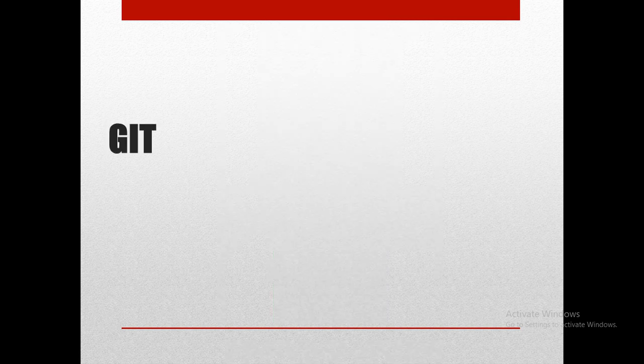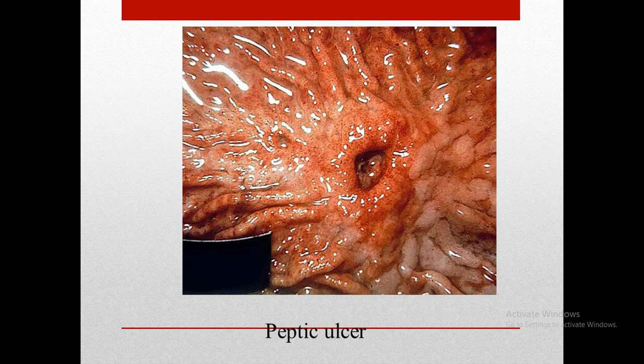Now let's move to practical session of GIT. This is part of the stomach, and we open it, and we have here one single large ulcer. Ulcer means discontinuity of the mucosa. The ulcer here is about 1 to 2 centimeter in diameter. It appears deep, affecting mucosa and submucosa, maybe the muscle, so it may be complicated by perforation. This we call gastric peptic ulcer.